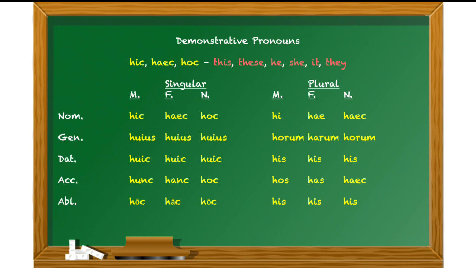Going down the singular side, we have hic, haec, hoc, huius, huius, huius, huic, huic, huic, hunc, hanc, hoc. And then here in the ablative, you notice hōc, hāc, hōc. We have a long mark or macron over those vowels. It's one of the few places that I require them in Latin, but that will help you to distinguish them from other things. Then over in the plural, we have hi, hae, haec, horum, harum, horum, his, his, his for the dative, hos, has, haec, and then his again for the ablative.